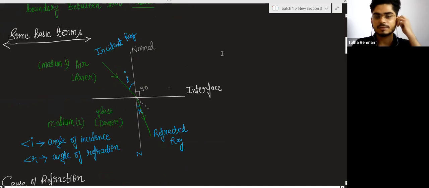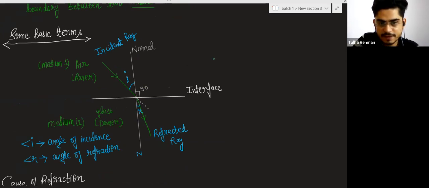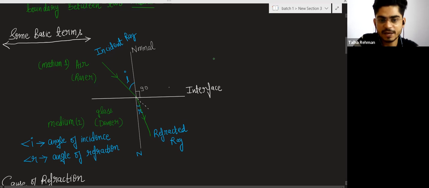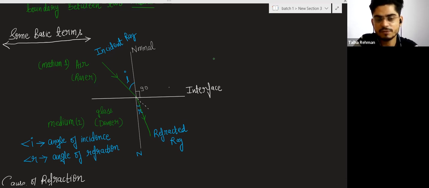And there are some terms in refraction of light. Here is the interface, here is one medium, suppose here is air, here is another medium, suppose here is glass. So light rays travel from one medium to another medium, and this is the normal. I have told you in the reflection also. So this is the angle of incidence, this is the angle of refraction, and whenever a light ray travels from one medium to another medium, it bends.